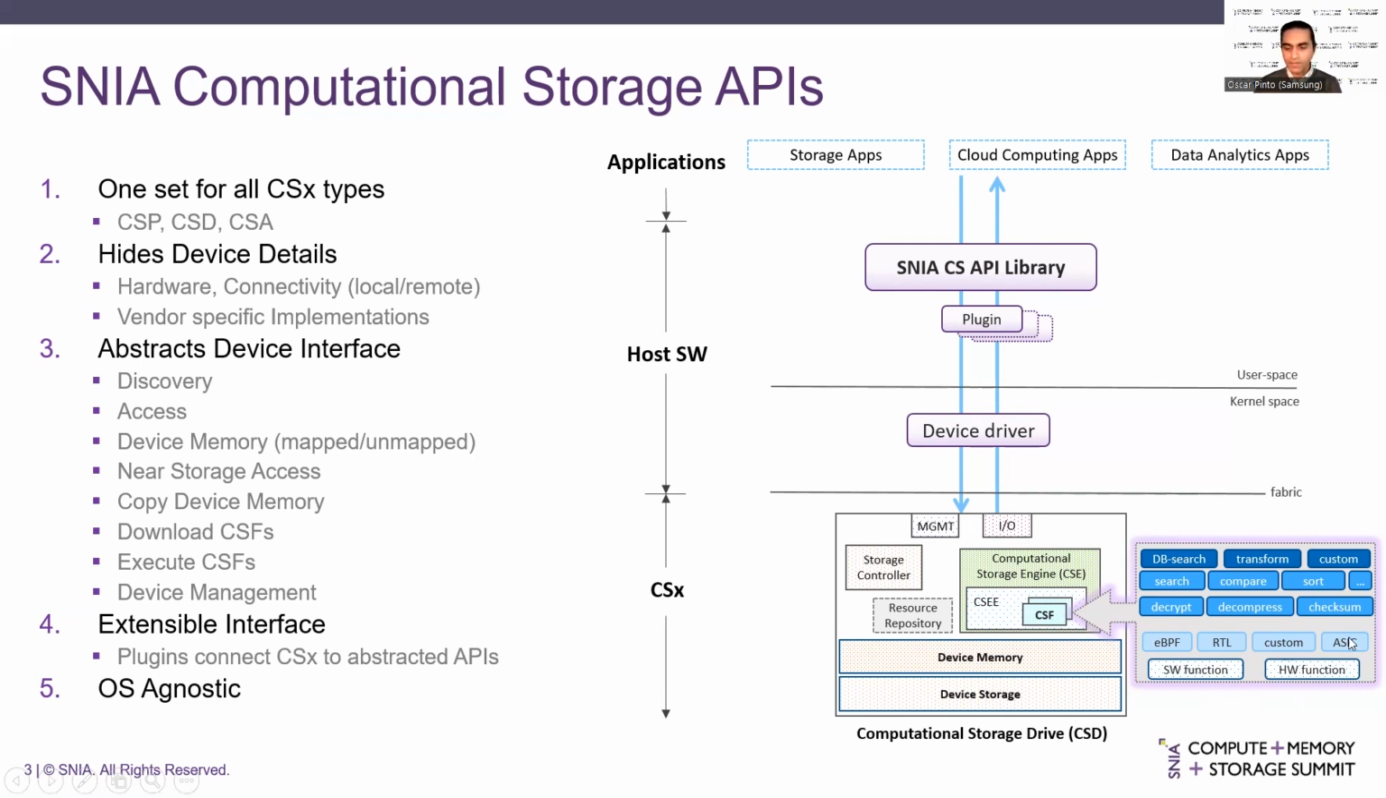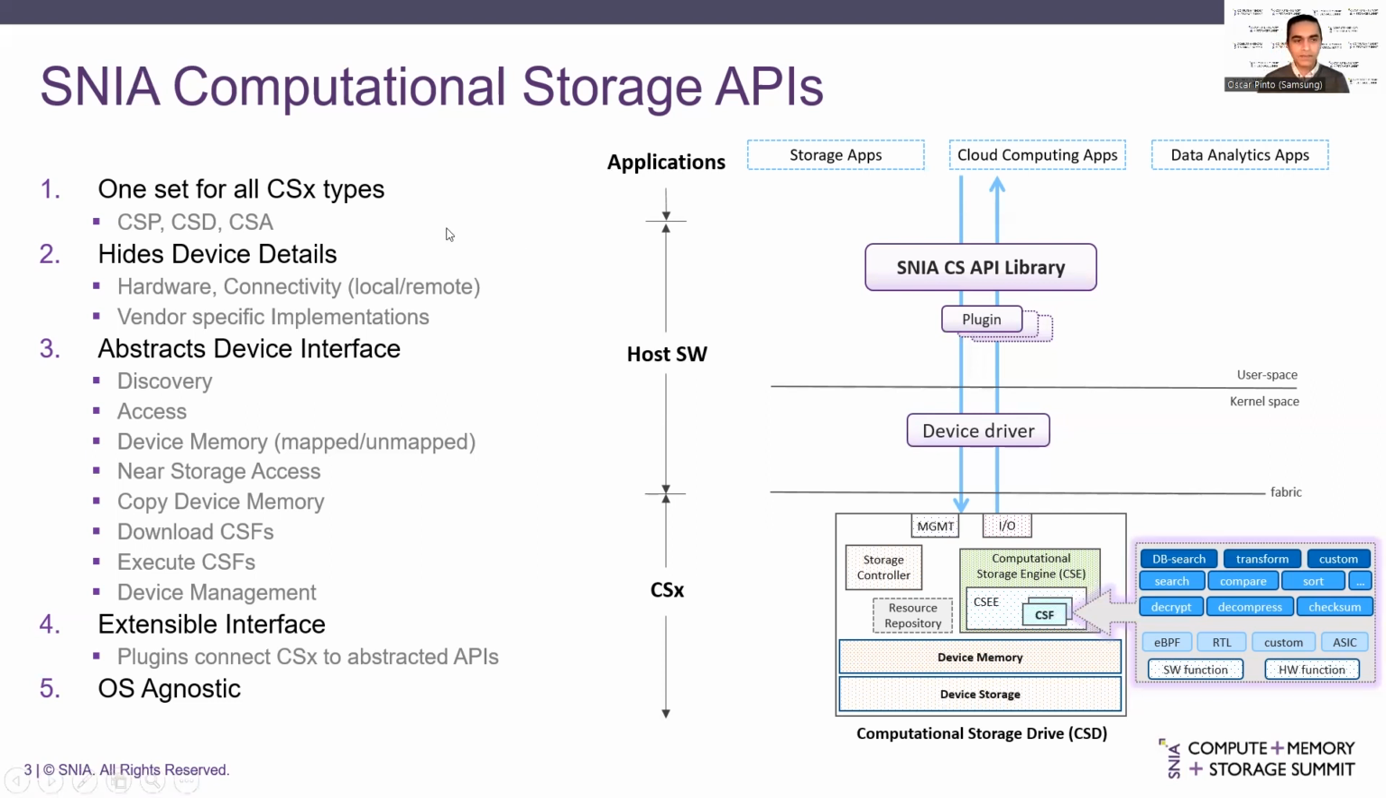Examples would be, it could be in ASIC form, it could be in CPU form, it could be an FPGA, and so forth. Now the device is connected to the host through a device driver, and the device driver knows how to talk to your device. And the device driver helps you connect to your SNIA CS API library. Now the API library is connected through a thin layer of what we call plugins. The plugins basically help you connect your abstracted CS APIs to your specific device stack. And your device stack could be any implementation.